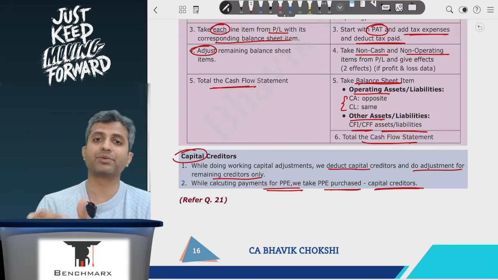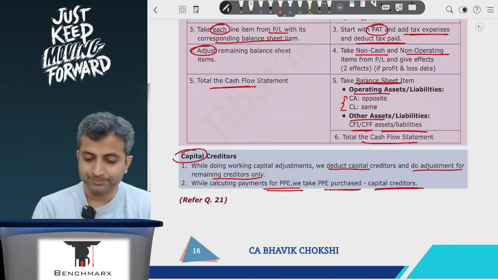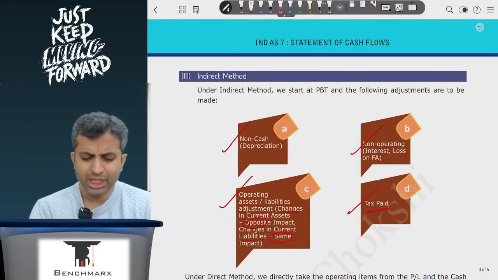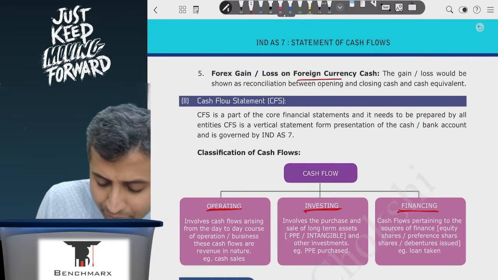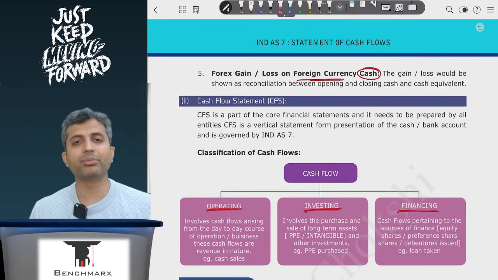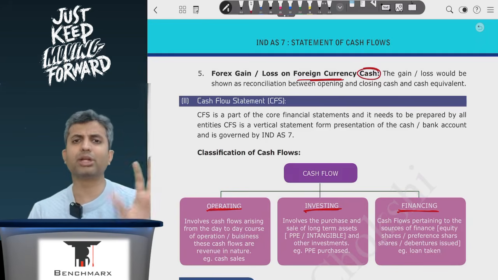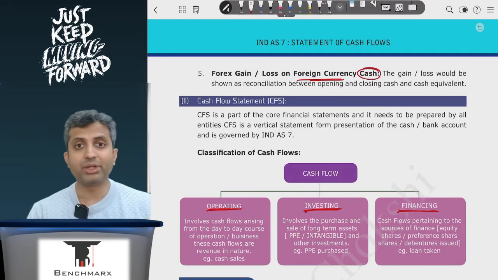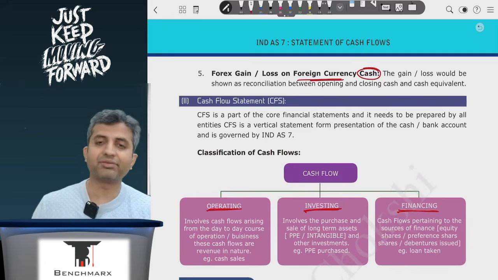So if your purchase of fixed assets comes to 50, out of which 20 is still payable, that means 30 must have been paid. A few other adjustments can be, if we discuss, maybe something like a foreign exchange gain or loss on foreign currency cash. Now there's a possibility that during the year the company has done nothing. At the start of the year it had $100, at the end of the year also it has $100, which means there is no real cash flow at all. Your CFO, CFI, CFF will be 0.